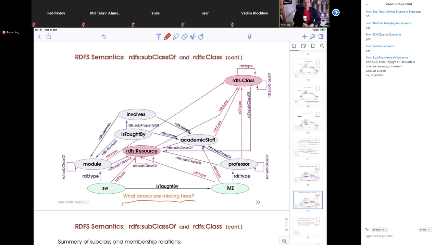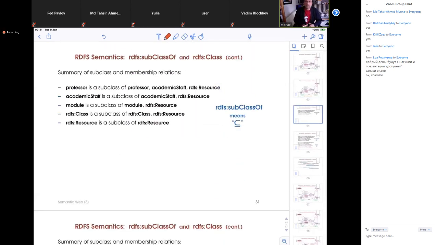Any errors missing here? Right, to understand what is missing, let's consider now the semantics of subclass and class. The semantics is, as I said at the beginning, very similar, if not identical, to set theoretic semantics. RDF subclass means this subset relation in mathematics, with all consequences. If X is a subclass of Y and Y is a subclass of Z, then X is a subclass of Z.